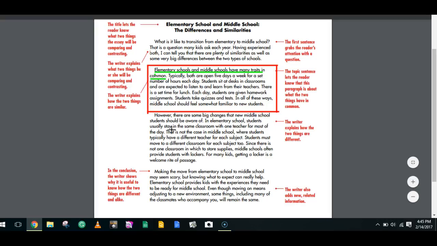So what you should find is there are exactly 6 similarities given in this particular paragraph. What are those similarities? Both, and that lets you know that they have it in common, are open 5 days a week for a set number of hours each day. What's another one? Students have to sit in a desk. What's another one? Students are expected to listen and learn. What's another one?